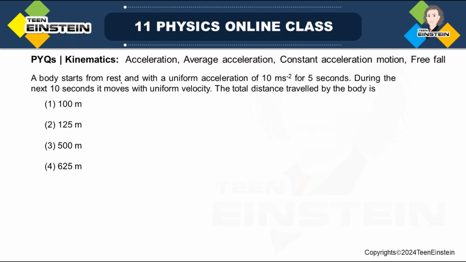Now this question says a body starts from rest with a uniform acceleration for 5 seconds. During the next 10 seconds, it moves with uniform velocity. Find the total distance traveled by the body. See, initial speed is 0 for the particle. It is moving with a uniform acceleration. Acceleration is given, that is 10 meters per second square, and first it is moving for 5 seconds.